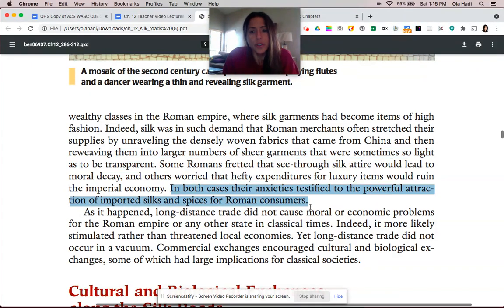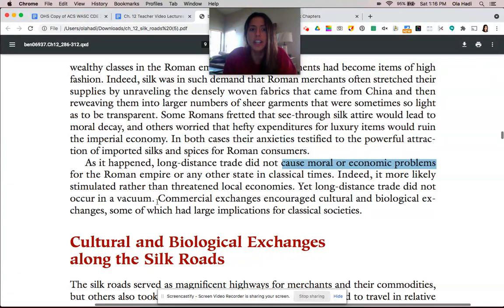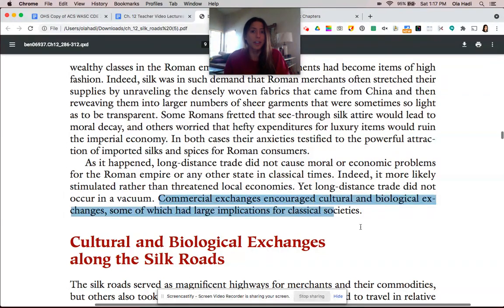You'll read about their anxiety about this. But ultimately, this did not cause a bunch of moral and economic problems. If anything, it's going to encourage and stimulate the economy. The problem is going to come from other things that are being exchanged simultaneously, including biological exchanges like diseases. We'll also look at cultural exchanges. But at least now you know where the Silk Roads are, some of the names of cities along the Silk Roads, and some of the items that were traded there.